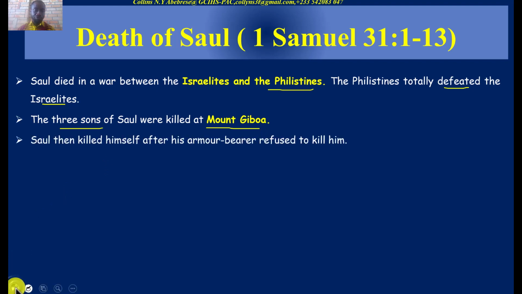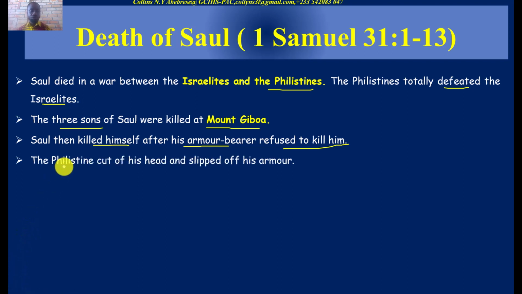Now, we also established that Saul then killed himself after his armor bearer refused to kill him. You also recall that Saul had to take his own life because he was wounded, and his armor bearer, as we read, refused to kill him, and so Saul then took his own life.